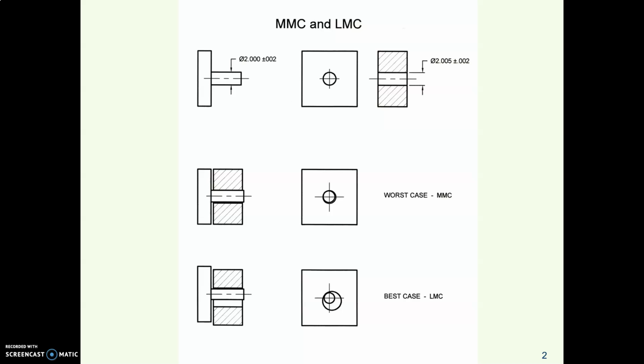We often analyze mating parts to see what their maximum material condition will be, and ASME refers to MMC conditions as the so-called worst case, and what they mean by that is the closest fit, the least amount of tolerance, the least amount of clearance you could have.